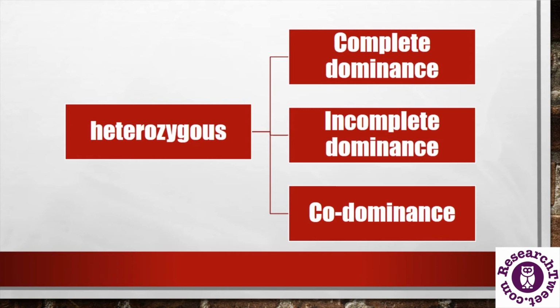Now, the heterozygous condition is further divided into three types on the basis of dominance. Heterozygosity is of three types, which are complete dominance, incomplete dominance and codominance. In the case of complete dominance, a particular allele is completely dominant over the other allele. But in the case of incomplete dominance, there is no allele which is completely dominant over the other. And in the case of codominance, no allele is dominant nor recessive. In this case, both the alleles show their phenotypic expressions equally in the offspring.